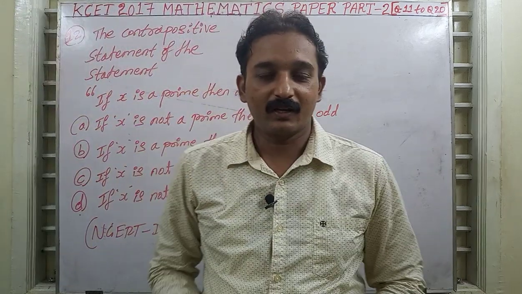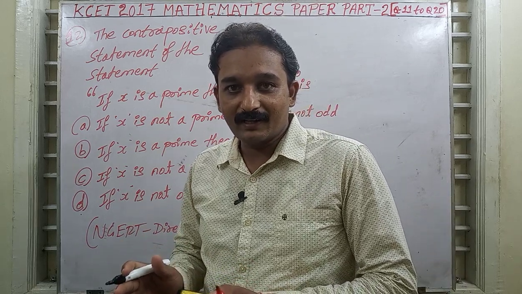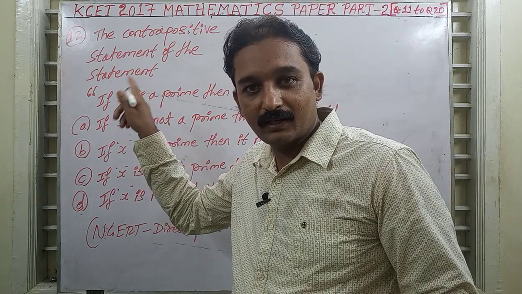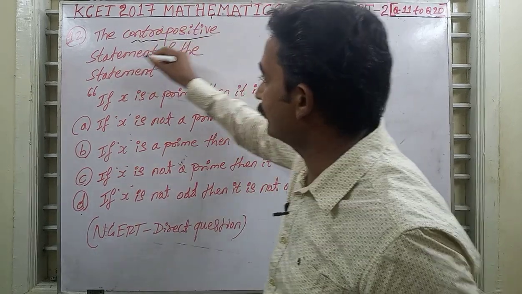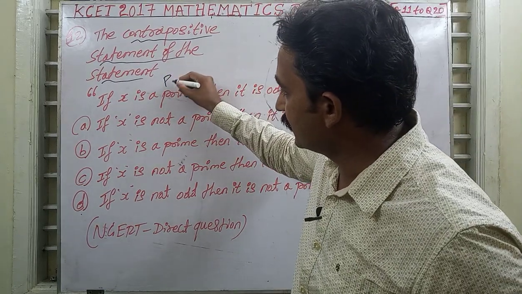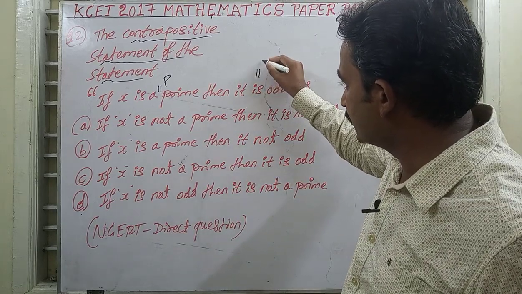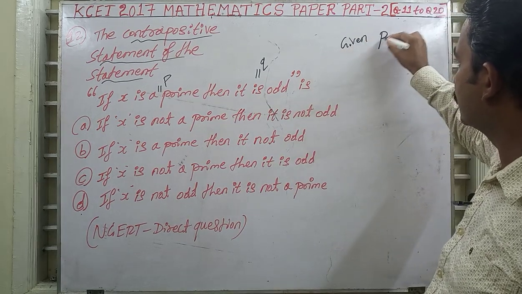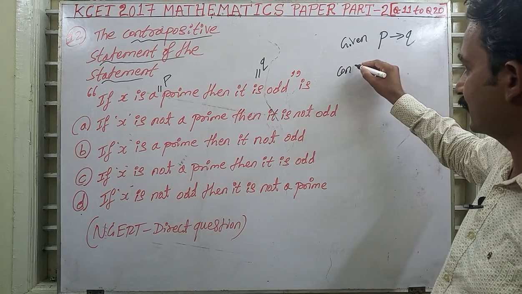So now let us move on to the next question. Question number 12. This question is based on the chapter mathematical reasoning, which belongs to the first year. So usually they ask one question on this chapter in KCET. Let us see this question. The contrapositive statement of the given statement: if x is a prime, this is called P, then it is odd, this is Q. So the given data is in the form P then Q.